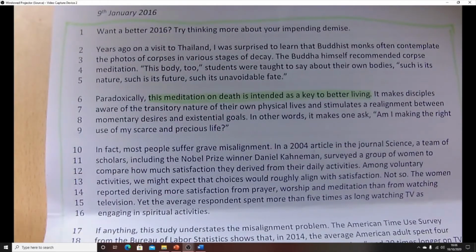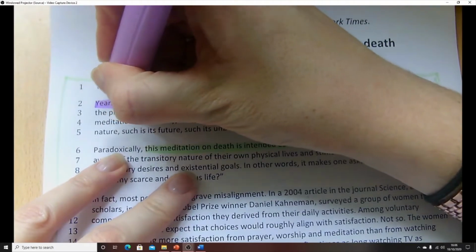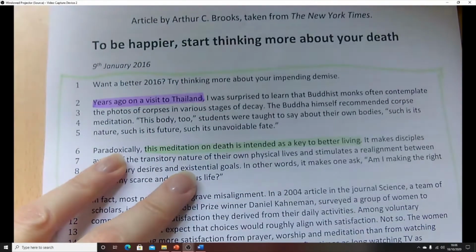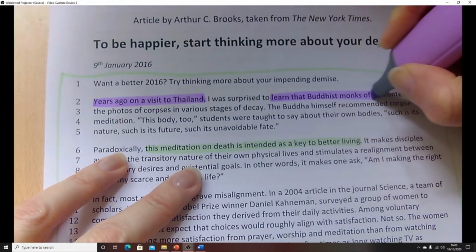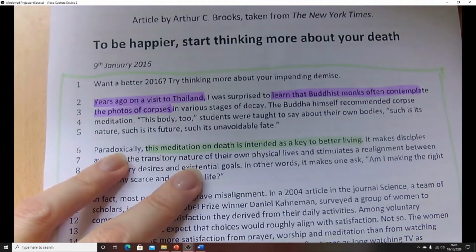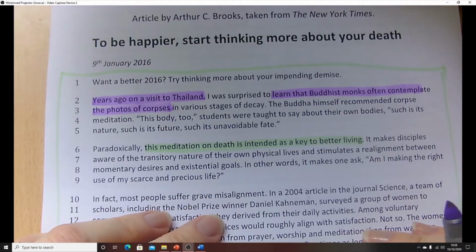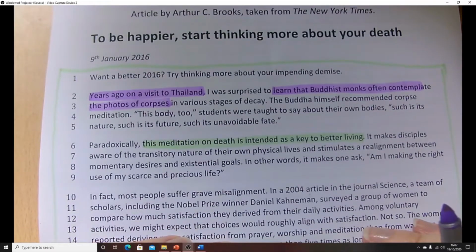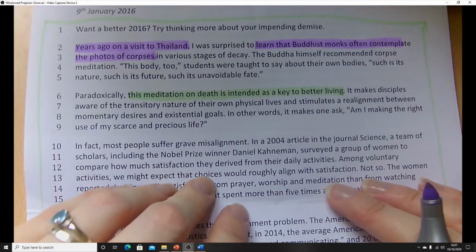So Want to Better 2016, try thinking more about your impending demise. Years ago on a visit to Thailand. So his experience then, where he started thinking about this subject and this topic, is actually on a visit to Thailand. I was surprised to learn, so he learnt this while he was on holiday, that Buddhist monks often contemplate the photos of corpses in various stages of decay. The Buddha himself recommended corpse meditation. This body too, students were taught to say about their own bodies, such is its nature, such is its future, such its unavoidable fate. Paradoxically, this meditation on death is intended as a key to better living.